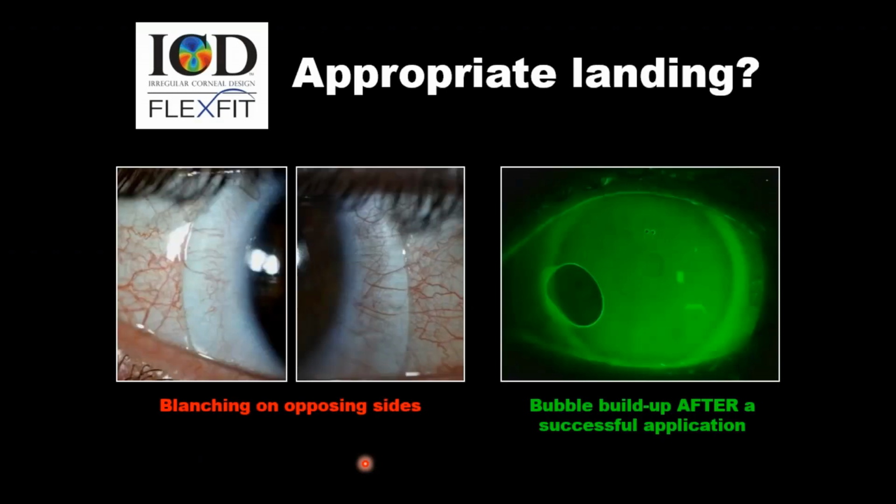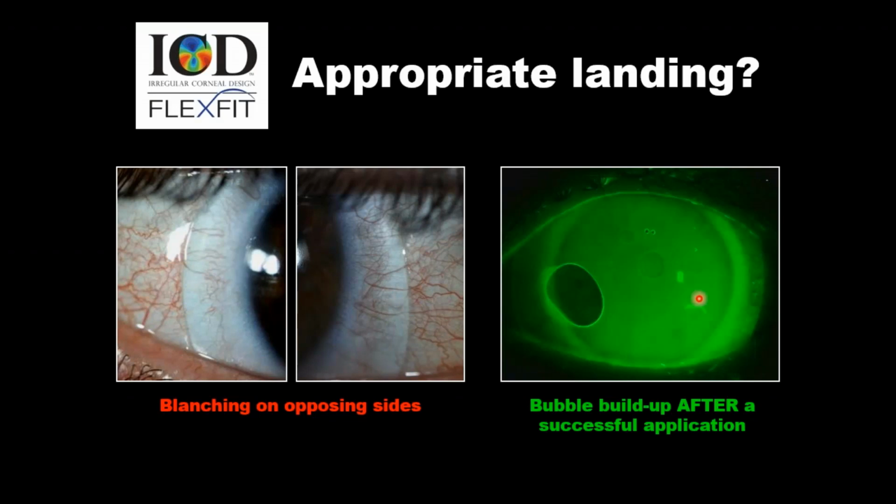Now, when we have an inappropriate landing at, let's say, two opposing sides, in this case at 3 and 9 o'clock, we're creating blanching, but 12 and 6 o'clock looks good, then that might tell you that you have an inappropriate landing. We're putting extra pressure at 3 and 9, but we're not equalizing the pressure at 12 and 6. So that is a good indication that we may not have an appropriate landing.